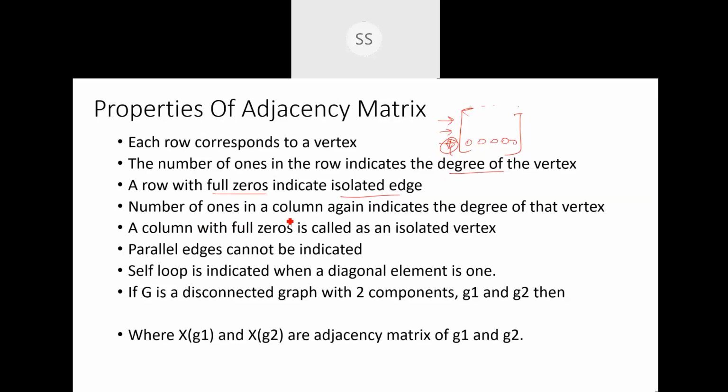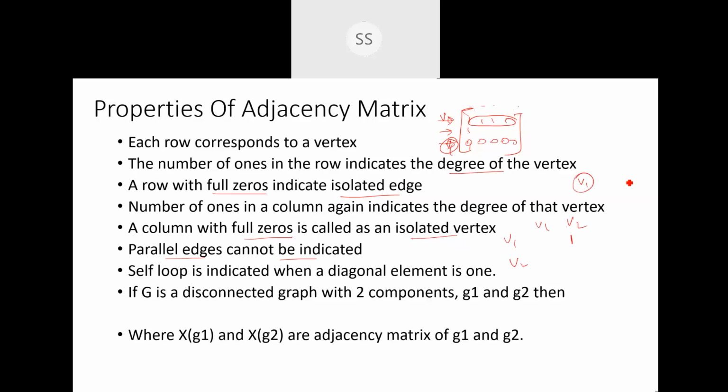The number of ones in the column will again indicate the degree of that vertex, isn't it? So that will tell me that this vertex is connected to so many vertices. That is the degree of my vertex. A column with all zeros will indicate an isolated vertex. Parallel edges cannot be indicated, because if I have a connection between V1 and V2, I'll just draw ones.